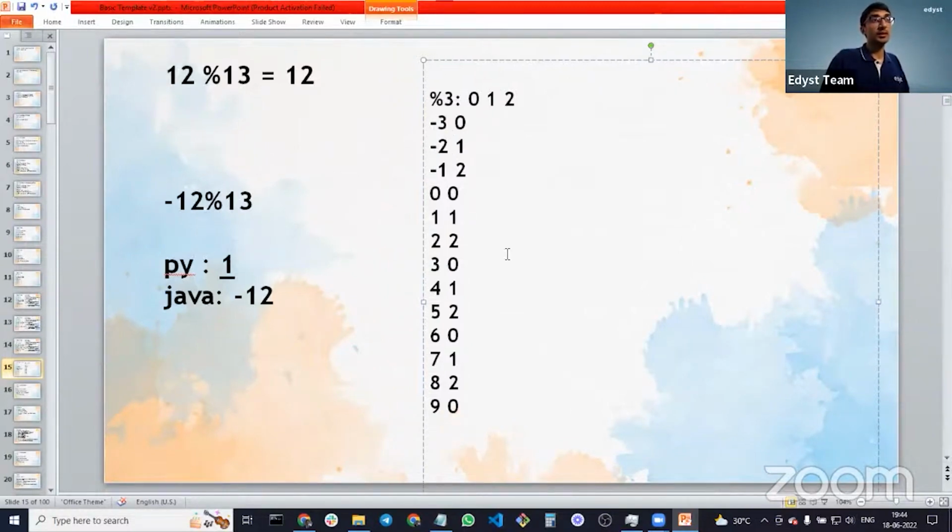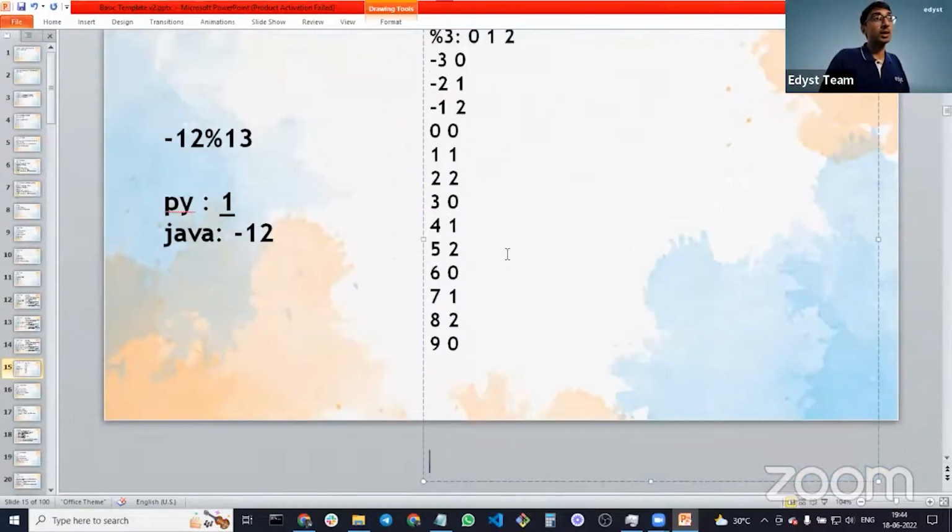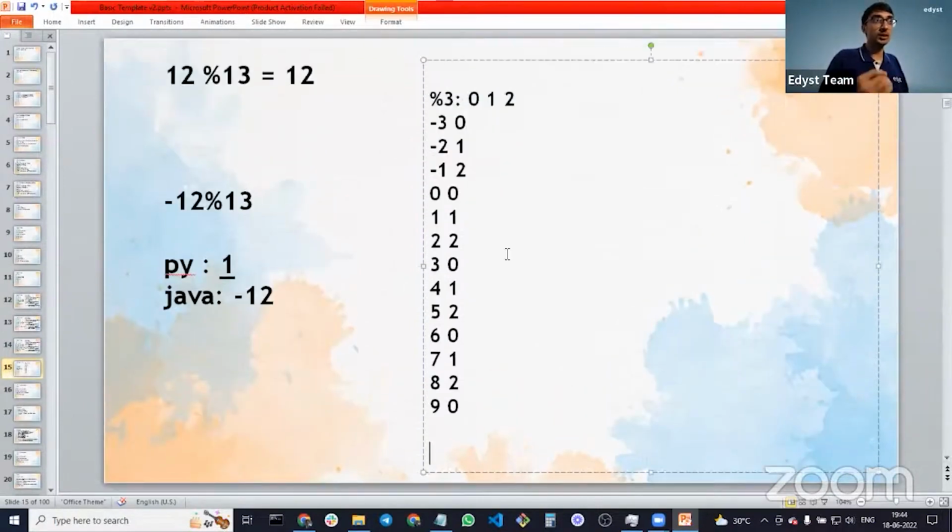Whenever you're confused with negative numbers and modulo, always keep this table in mind. So all my friends who are saying minus 1 modulo 3, sir, just do absolute value. Absolute value will give you 1 modulo 3. But is minus 1 modulo 3 equal to 1? Is it 1? No, right? So now you understand.